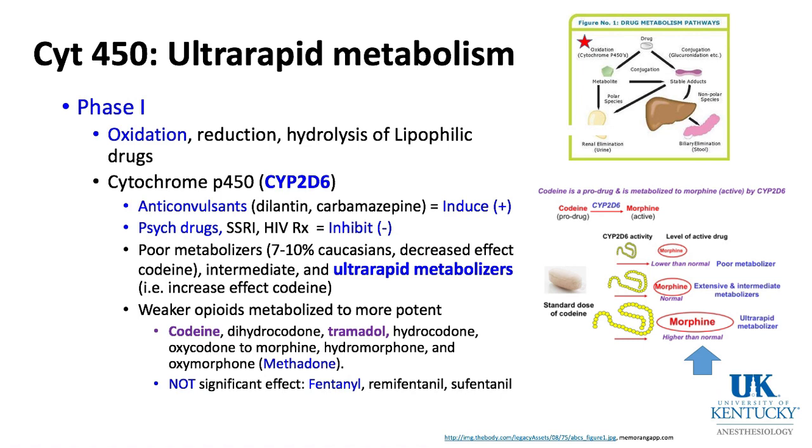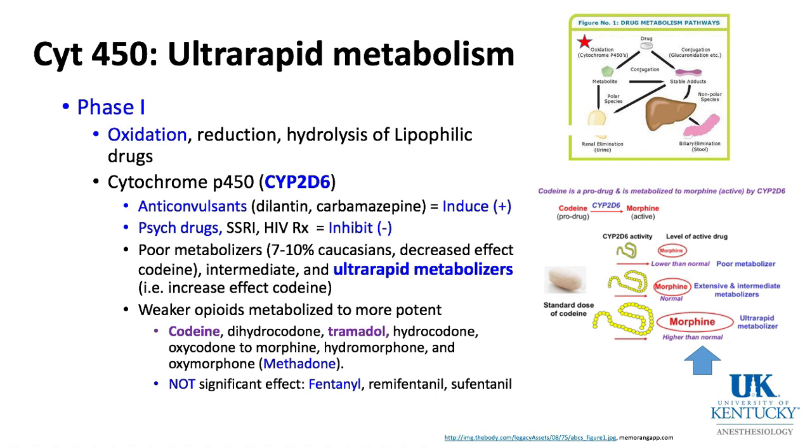So that's a phase 1 reaction, as opposed to, on the top right, a conjugation reaction where you attach a sugar to a drug so that it can be excreted, for example, in the biliary system or in the kidney. That's a phase 2 reaction. So we're talking about phase 1 reactions when we're talking about the cytochrome system right now. Cytochrome P450, especially the CYP2D6 metabolism enzymatic system, is very commonly used with the drugs that we utilize perioperatively.